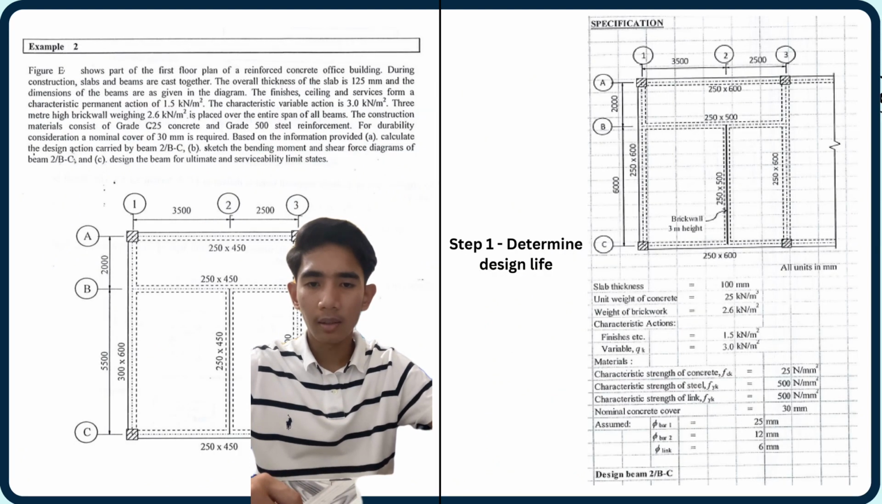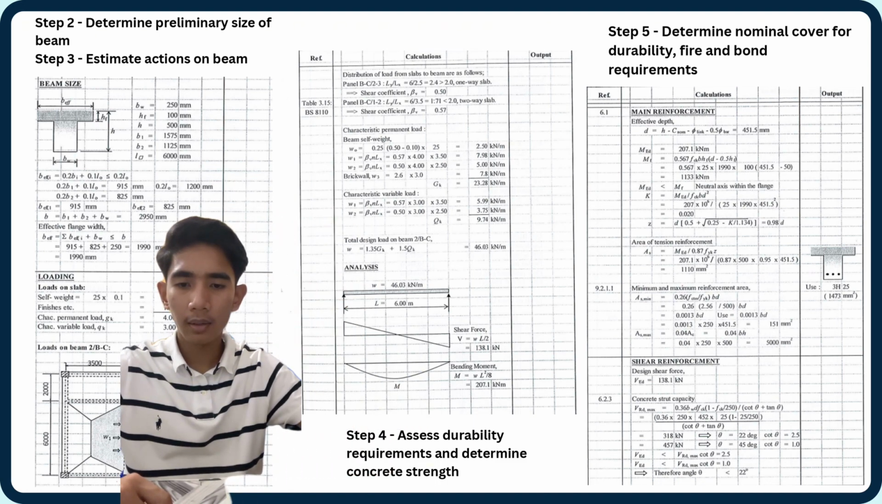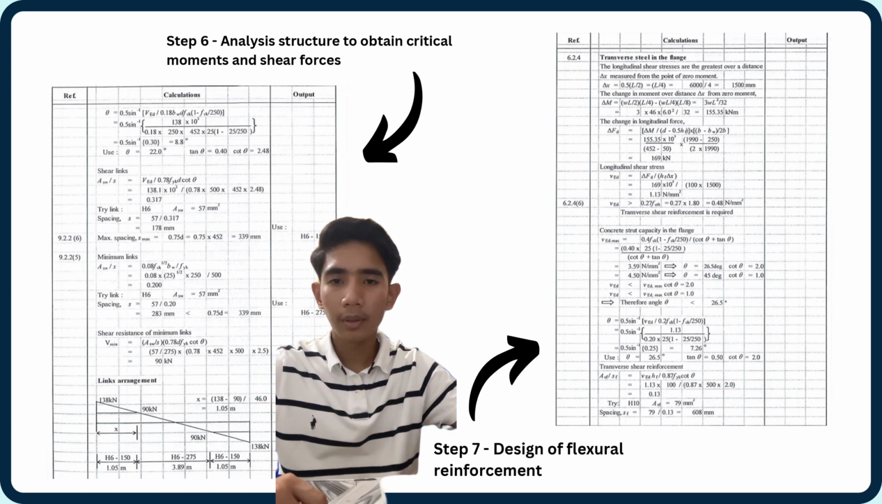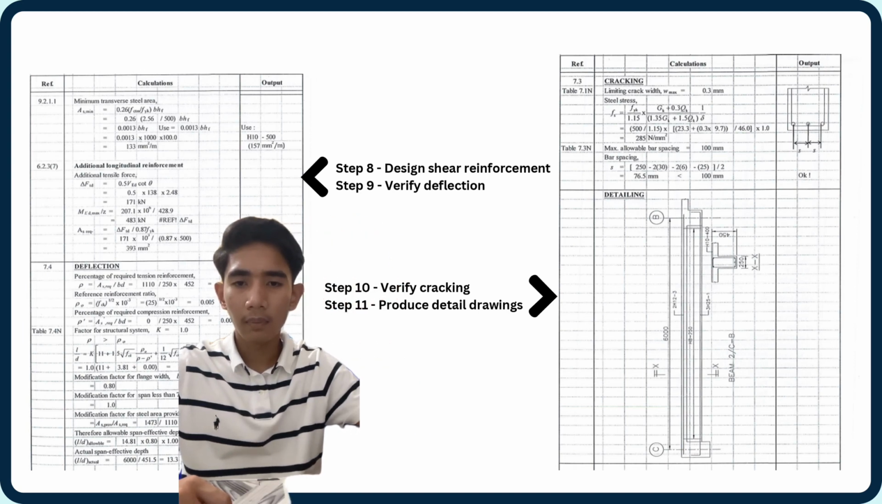Example: Step 1. Determine design life. Step 2. Determine preliminary size of beam. Step 3. Estimate actions on beam. Step 4. Assess durability requirements and determine concrete strength. Step 5. Determine nominal cover for durability, fire, and bond requirements. Step 6. Analyse structure to obtain critical moment and shear force. Step 7. Design of flexural reinforcement. Step 8. Design shear reinforcement. Step 9. Verify deflection. Step 10. Verify cracking. And Step 11. Produce detailed drawings.